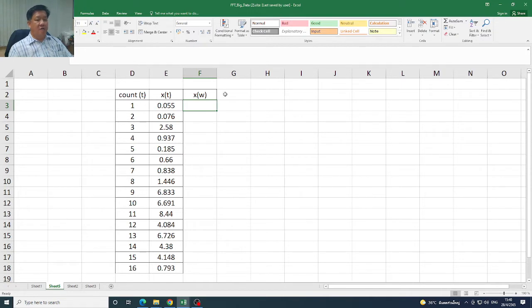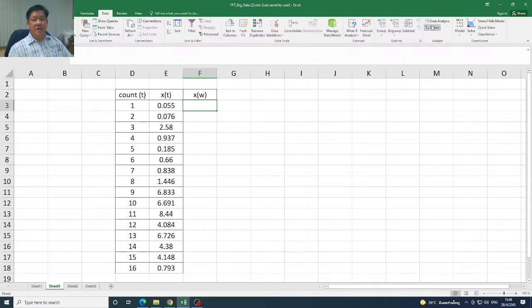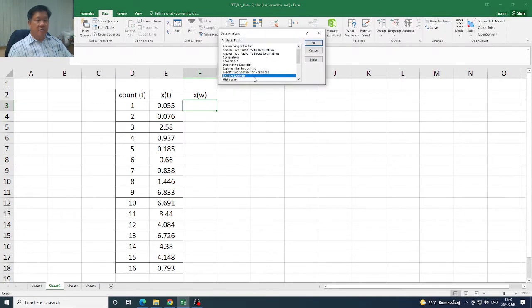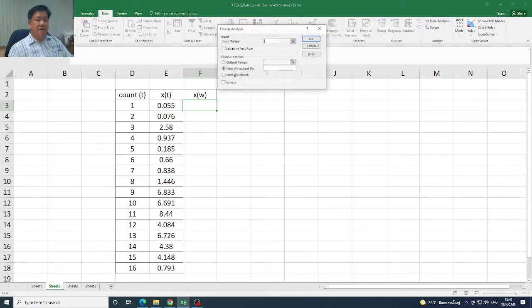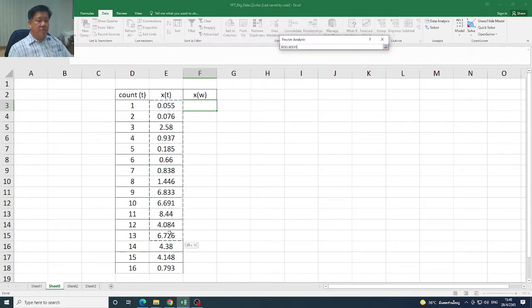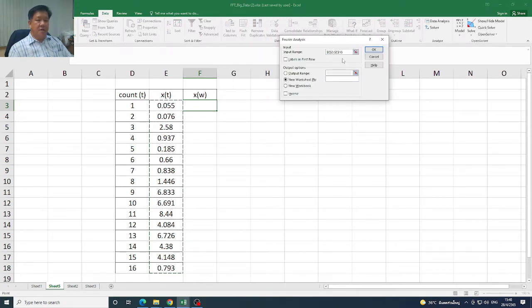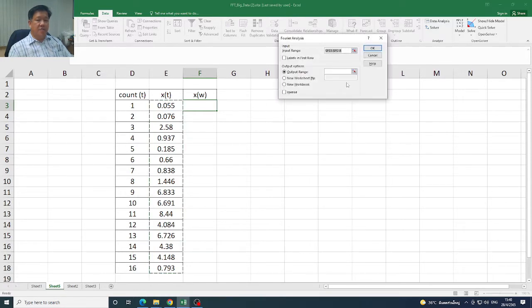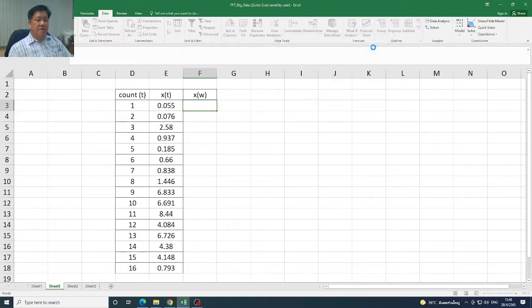If you want to compute the fast Fourier transform here, it's easy to just apply the data analysis, and you can use the Fourier analysis here, and then they will ask you what is the input range. This is the input range, only 16. Where is the output range? Output range start here. This is the x omega, and then I'm going to click OK.